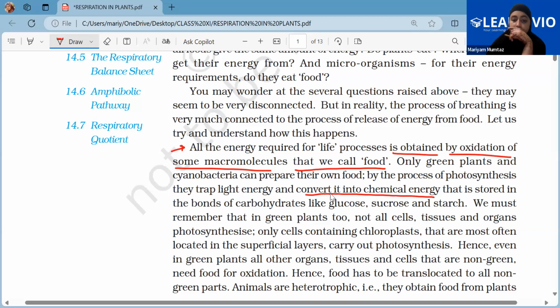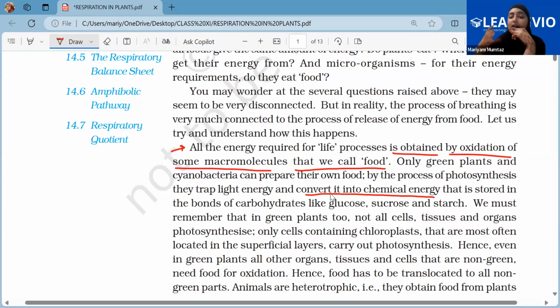Now, when those macromolecules, or just in general biomolecules, are broken down, a lot of energy is released. It doesn't matter which biomolecule is being broken down. When it is broken down, a lot of energy is released.